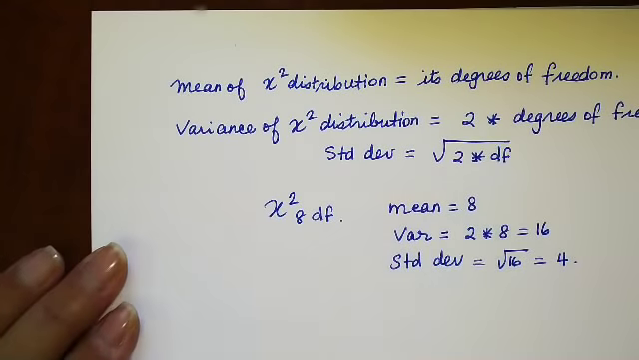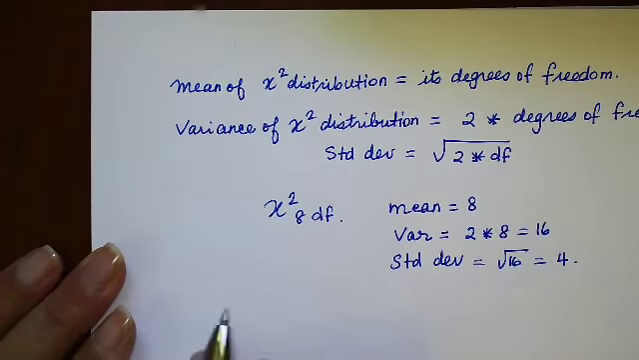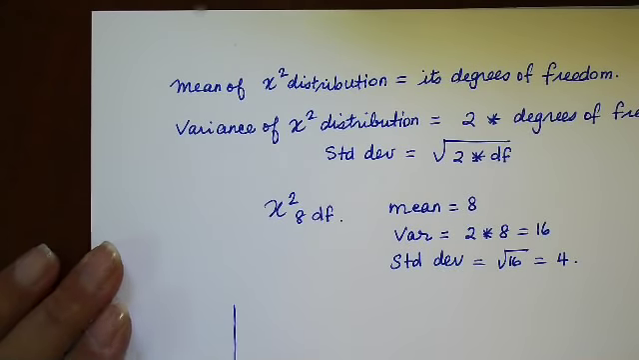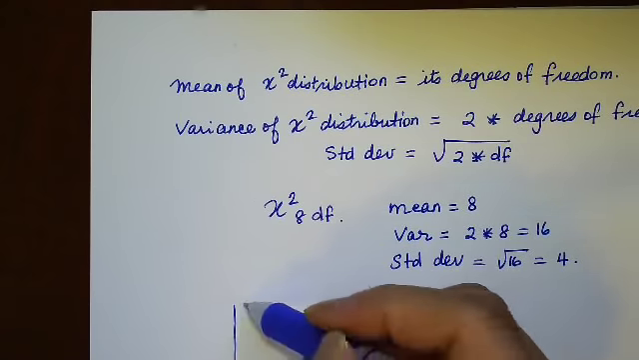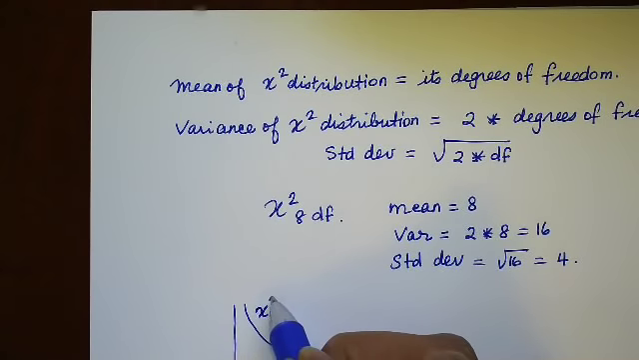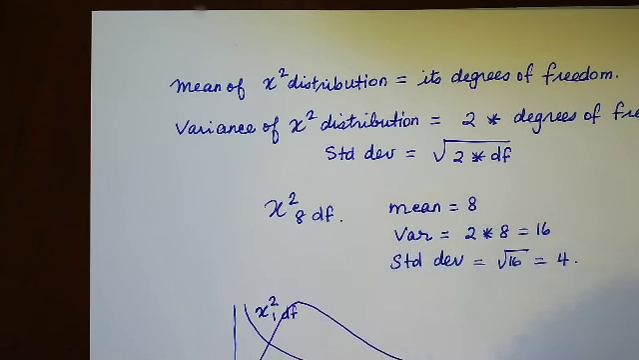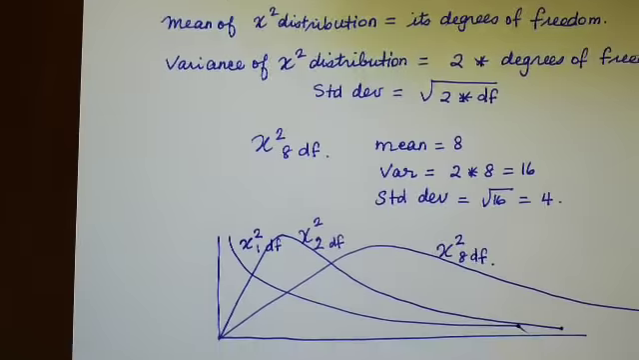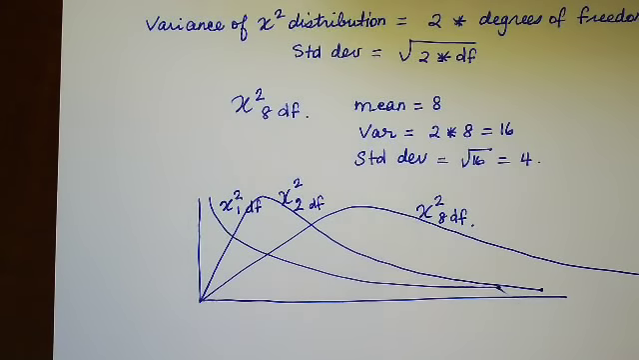So as the degrees of freedom get larger, these curves get more and more spread out because the standard deviation increases. So chi-square with 1 degree of freedom looks like this. This is chi-square 1 degree of freedom. Chi-square 2 degrees of freedom looks like this. And chi-square 8 degrees of freedom would look like that. You get the picture. The standard deviation keeps increasing.